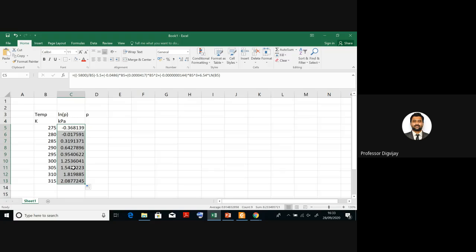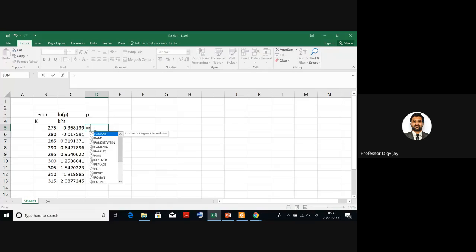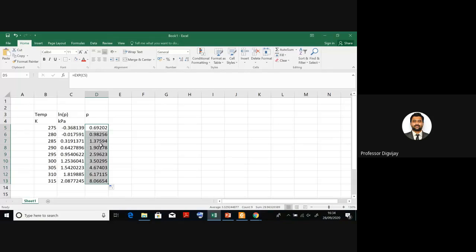So you are getting such values. Now, how to calculate the P? P will be the exponential, the inverse of the logarithm. Or you can simply type it as exponential. So exponential of this value. This will give you 0.69202. So again, I will go to the bottom plus sign and double click. This will give me the values for various temperatures, right?